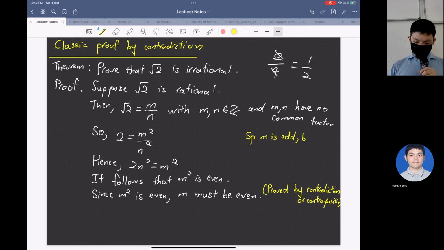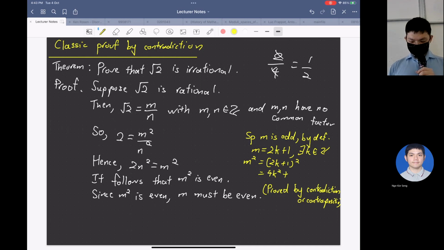So by definition, m equals 2k plus 1 for some k, right? So I just do the computation. What do you get? 4k squared plus 4k plus 1, right? And then you can factorize. You get 2 times something plus 1. So it's the form of an odd number, right?